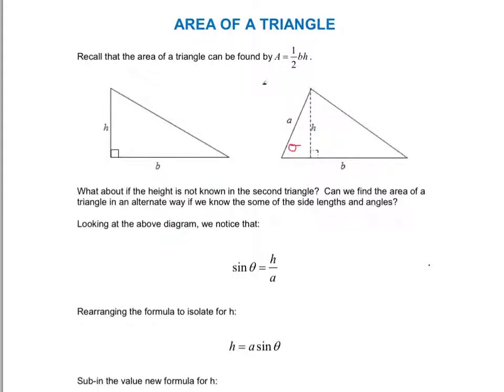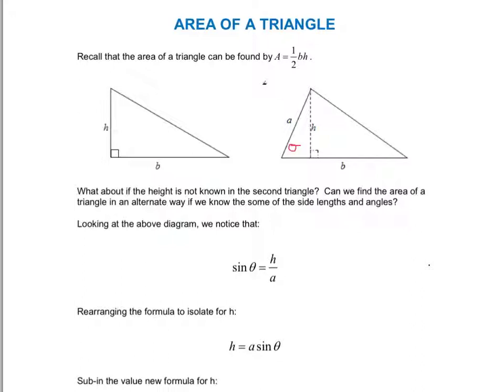Today we're going to be talking about the area of a triangle. Now, when you were younger, you learned the formula for the area of a triangle to be a half base times height, or base times height divided by 2. But that only works if it's a right angle triangle. So what if it's not? What are you going to be able to do in order to find the area of a triangle?